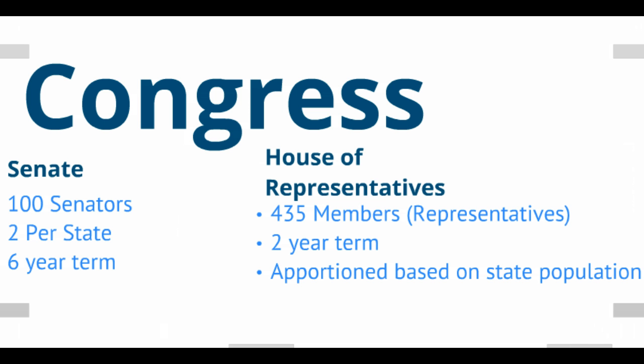The House of Representatives has 435 members, called members of Congress or representatives. Their term is 2 years, and all of them are up every even-numbered year. A state's number of representatives in the House is determined based on its state's population. The minimum number of representatives that a state can have is 1, and there are several fairly low populated states that do have a single representative for the entire state.